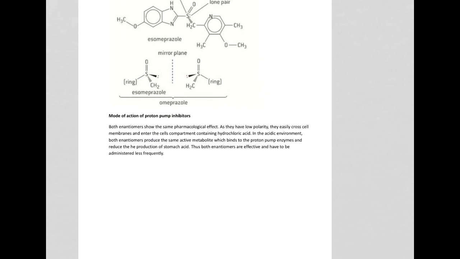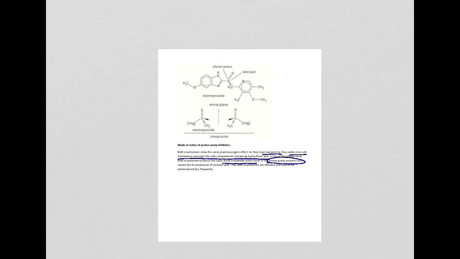They both have low polarity. They easily cross the membranes and enter the cell compartment containing hydrochloric acid. In the acidic environment, they produce the same active metabolite that binds to the proton pump enzymes and reduce the production of H+. Hence, they are both as effective and do not need to be administered regularly as the H2 blockers.